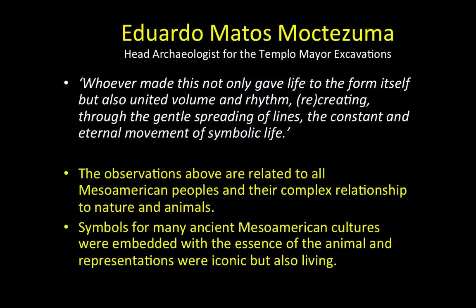So think about these natural elements and the natural environment and how they can come together to create an essential group of entities that are unexplainable. And that's where we think about naming or creating or acknowledging deities outside of our known world. The quotes that I have here in yellow, the observations above, are related to all Mesoamerican peoples and their complex relationship to nature and animals. Symbols from many ancient Mesoamerican cultures were embedded with the essence of the animal, and representations were iconic, but also living.